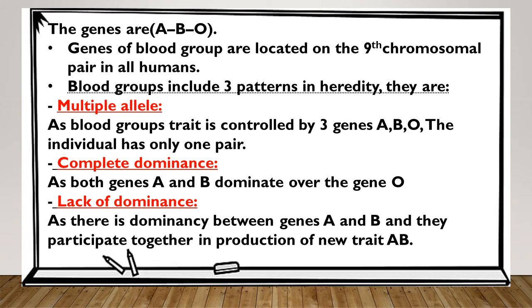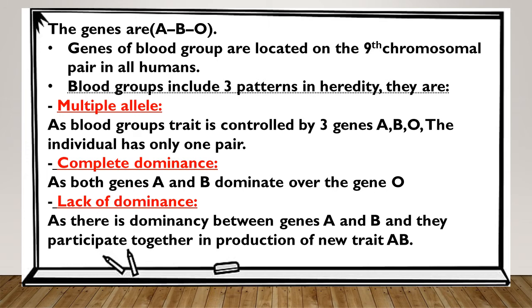So there is a difference here between the inheritance of the blood group and Mendel's law, because Mendel said that each trait is controlled by only one pair of genes or two genes, but the blood group character is controlled by three types of genes, gene A, gene B, and gene O. The genes of the blood groups are located on the 9th chromosomal pair in all humans. So we can say that the blood group character includes three patterns of heredity.